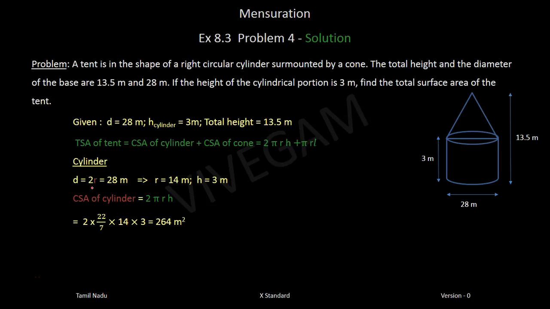Let's take the case of the cylinder. D equal to 2R, that's equal to 28 meters, which means the radius is half of this, that is 14 meters, and H is 3 meters, given already in the problem. So CSA of the cylinder is 2 pi RH, that is 2 into 22 by 7 into 14, which is the radius, into height, which is 3 meters. 7 will go 2 times, so it will become 44, 88. 88 into 3 is 264 meters square. Now CSA of the cylinder is done. Now we'll have to calculate for the cone.